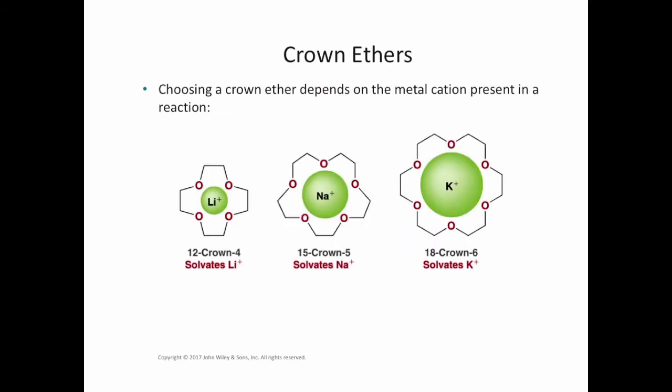So which crown ether you want to use depends upon the size of the metal cation. So lithium is very small, so we're going to use the smaller crown ether. Potassium is much bigger, so we want to use the larger crown ether for potassium. And it needs to be the right size for the metal ion to fit inside.